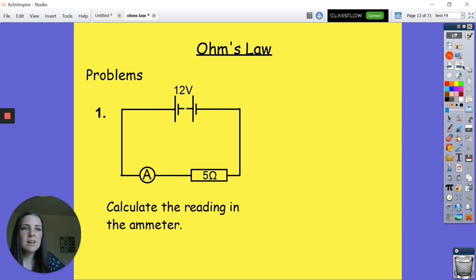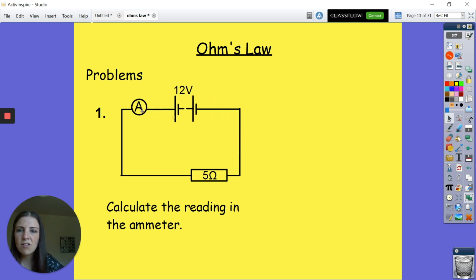Okay, last thing I want to do then is just see if we can use this formula and solve some problems with it. So the first question I've got here asks for a reading in an ammeter. So from last time, remember that an ammeter measures current. So we're looking for current, and current has the symbol I. What do we know? We know the voltage is 12 volts, and we know the resistor has a value of 5 ohms. The ammeter is placed in this circuit to the left of the resistor, as you see here, but remember, it doesn't matter for this type of circuit where it would be placed.